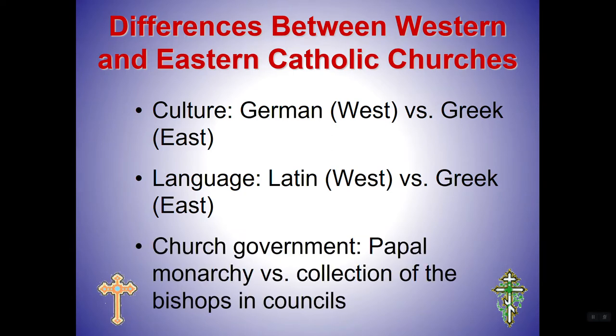The church government is different. In the West, they're ruled by a papal monarchy. Remember, there's only one archbishopric in the West, and that is the Bishop of Rome. And so he rules in the West. In the East, however, there were three archbishoprics: Constantinople, Antioch, and Alexandria. And these three share spiritual authority, and their decisions are made in councils. All right, so a very different kind of church government.